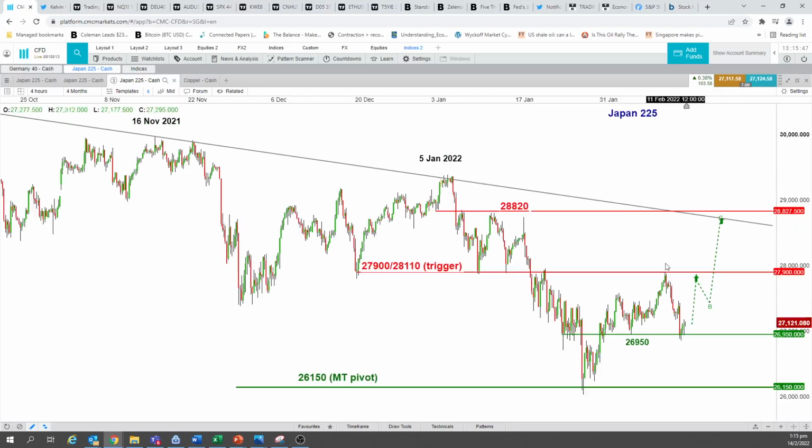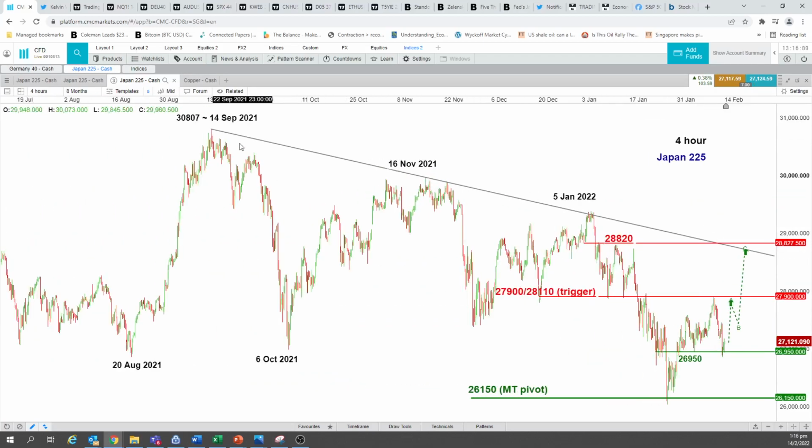Last week it did a test there before it did the retracement, so we're still expecting this push up again. If we have a breakout above 28,110, a 4 hour close above it, it could take us higher towards 28,220, which is the descending trendline resistance that has been preventing the bulls from breaking out since the 14th of September 2021.